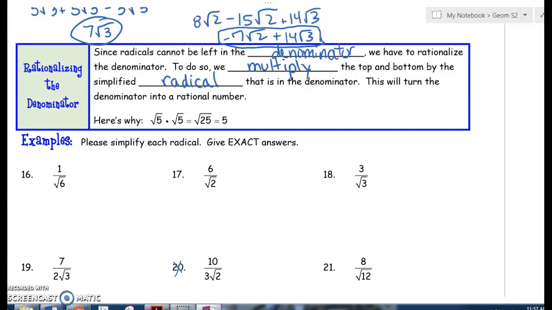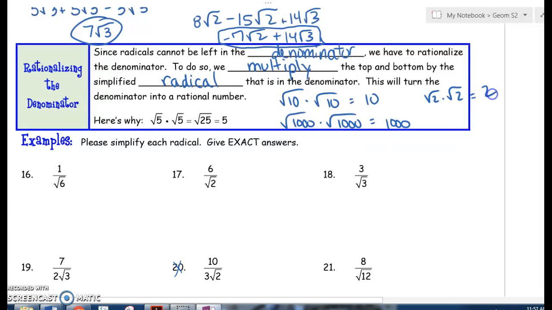All right. So what happens is we're going to multiply it by itself, because if you do something like square root of 5 times square root of 5, that's the square root of 25, which is 5. So if you have something like square root of 10 times square root of 10, that's square root of 100, which is going to equal 10. Any radical times itself will equal the number under the radical. Square root of 1,000 times square root of 1,000 will equal 1,000. Square root of 2 times square root of 2 will equal 2.